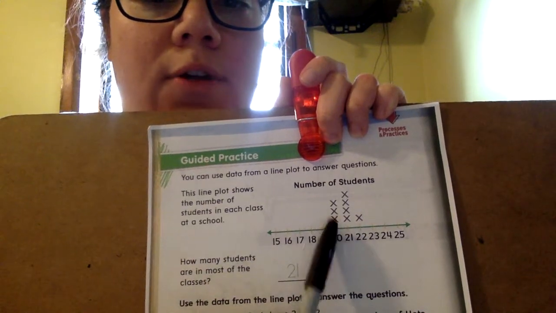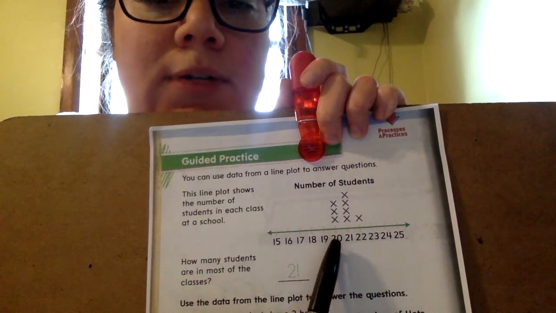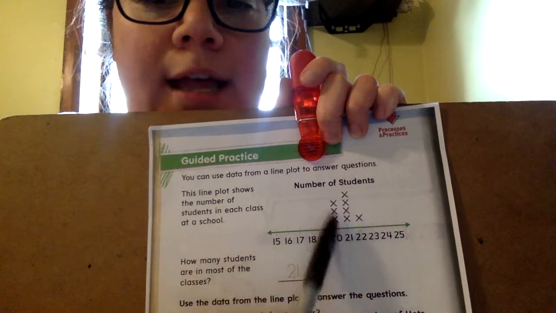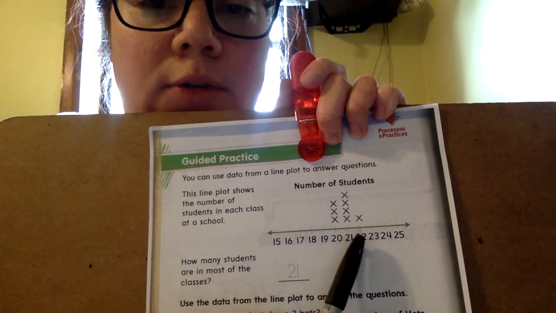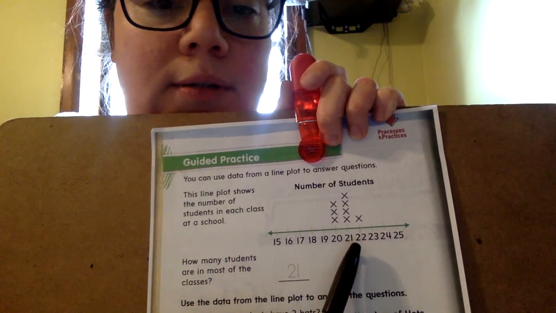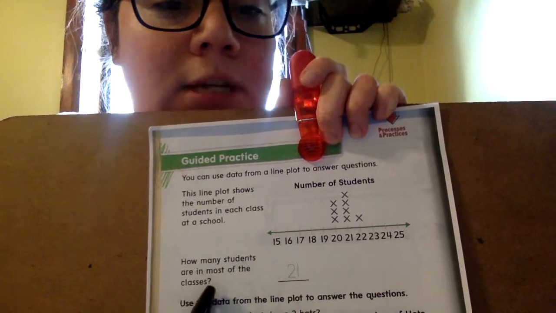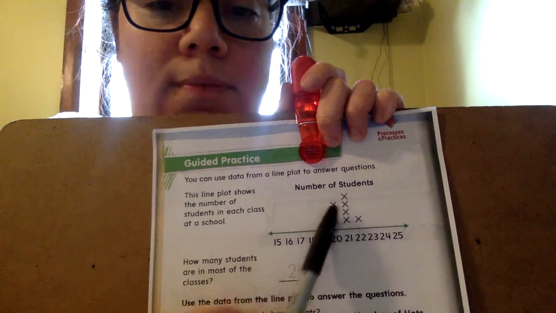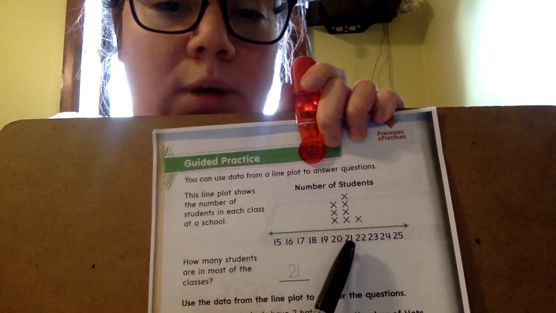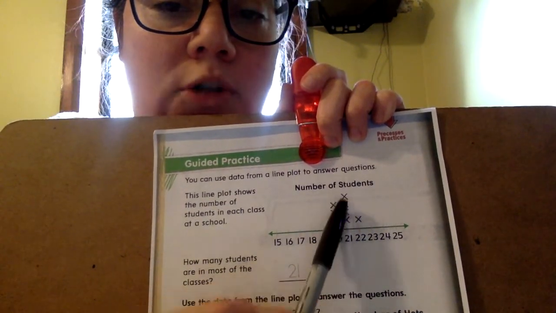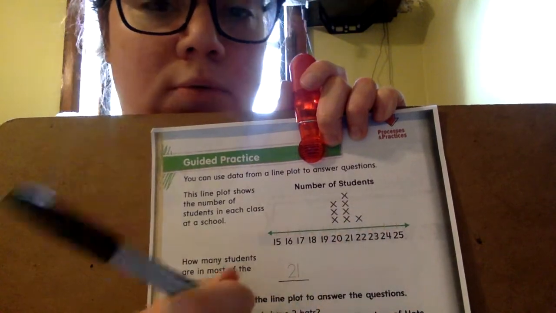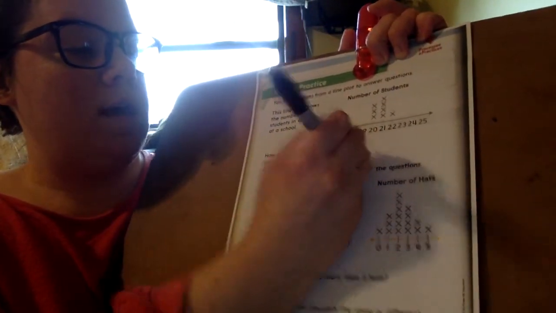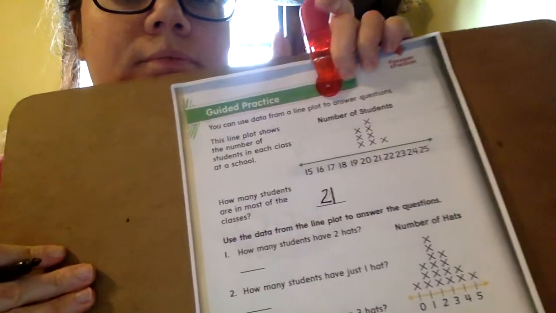This says the line plot shows the number of students in each class at a school. So there were 3 classes that had 20 students, 4 classes had 21 students, and only 1 class had 22 students. So it asks, how many students are in most of the classes? Well, most of the classes had 21, because this is showing which one had the most. So 21 students. Okay.